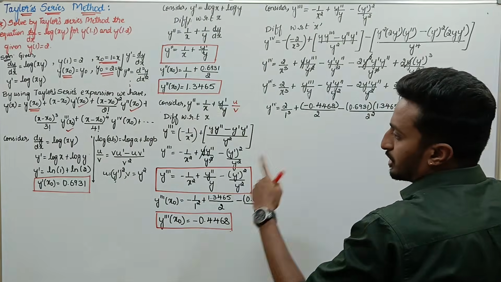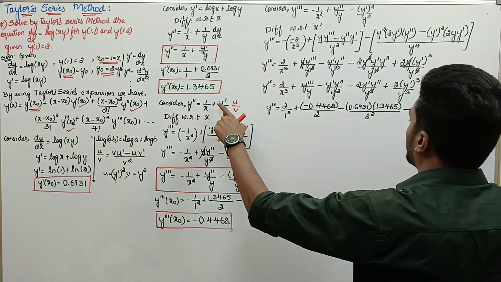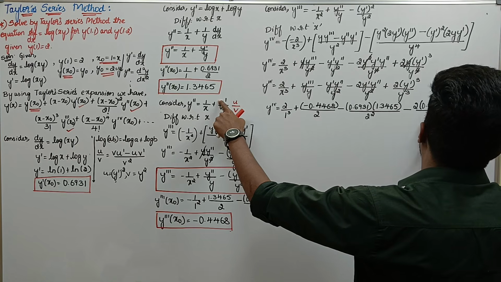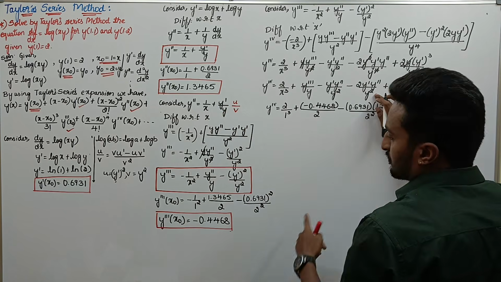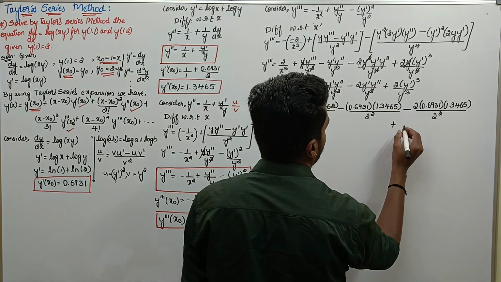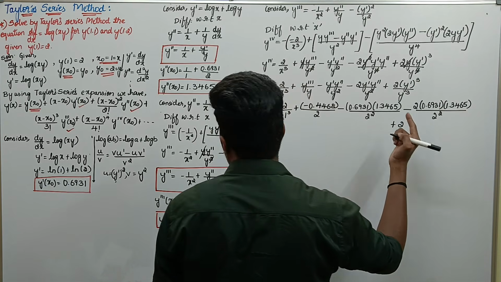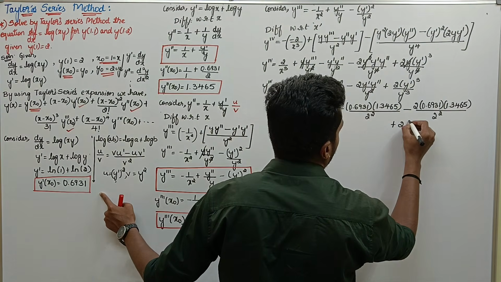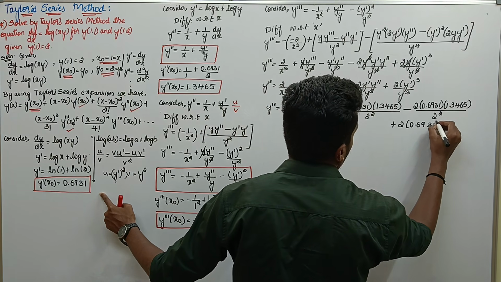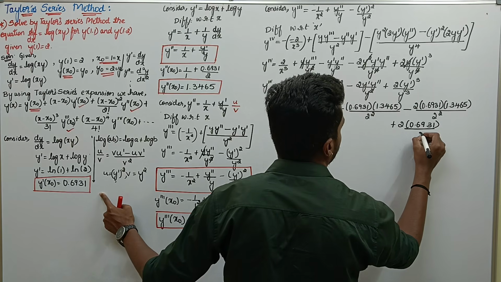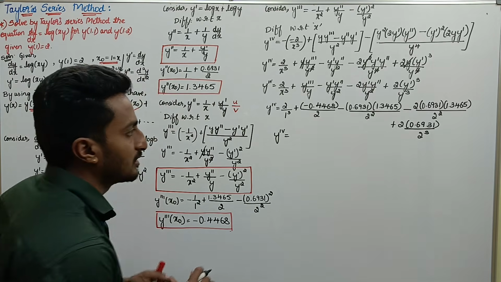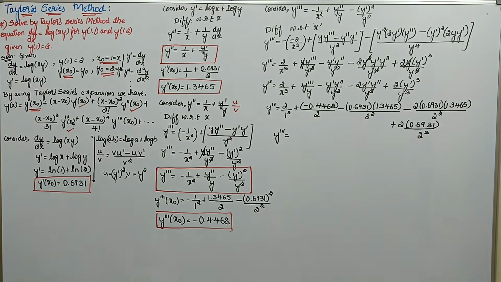0.6931 into y double dash. What is y double dash? We have 1.3465 whole divided by, again y square. What is y square? That is 2 square. The last term, I don't have space, I'm going to write below. 2 into y dash the whole cube. What is y dash? y dash is 0.6931 whole divided by y cube, that is 2 cube. Use the calculator. Let us represent y to the power of 4. Done. Now take the calculator. Let us simplify the condition.